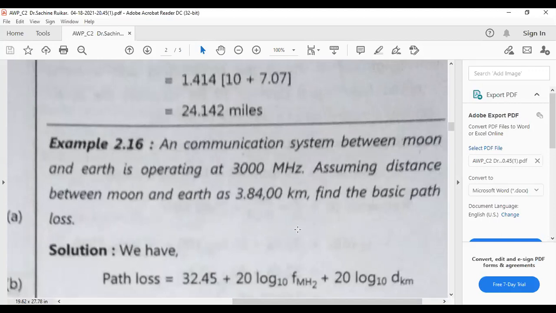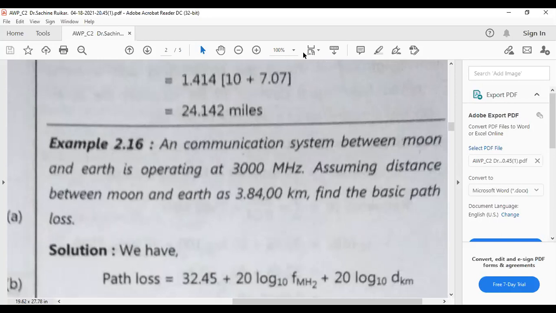Basic path loss. In the last session we also studied what is meant by path loss, what is meant by the maximum usable frequency, what is meant by line of sight, and how we can calculate the virtual height and the other parameters. The theoretical part we have already discussed in the last sessions. Now we are solving the numerical on the basis of that theoretical part.